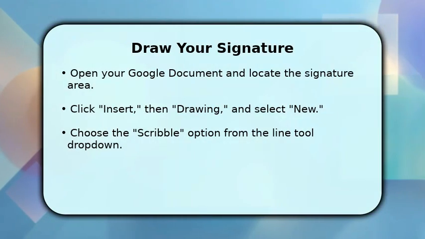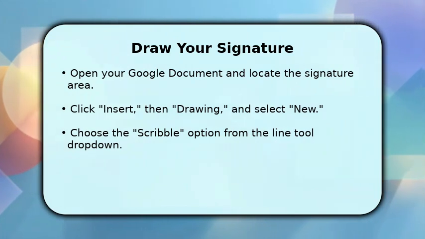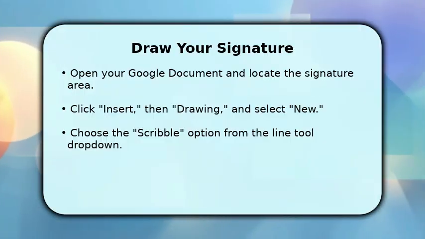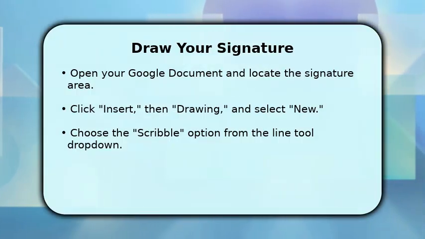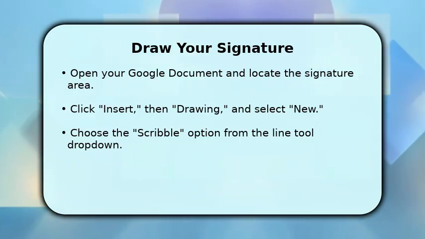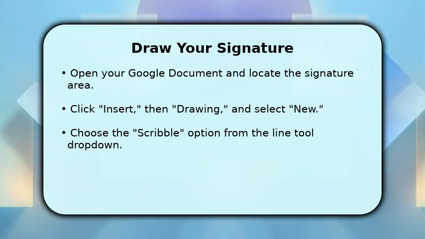To draw your signature, begin by opening your Google document and finding the exact spot where your signature should go. Next, navigate to the Insert menu at the top, select Drawing, and then click New. In the drawing window that appears, find the line tool icon, click its drop-down, and choose Scribble. Now, carefully draw your signature. Once satisfied, click Save and close to place it in your document.